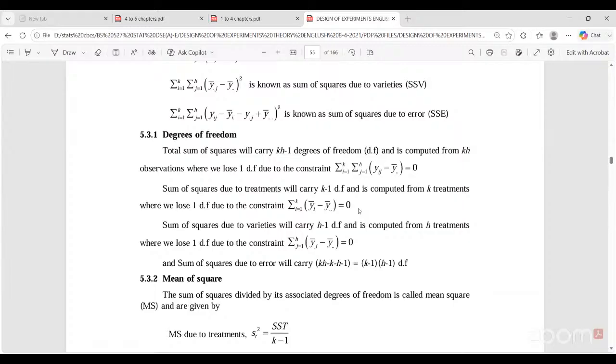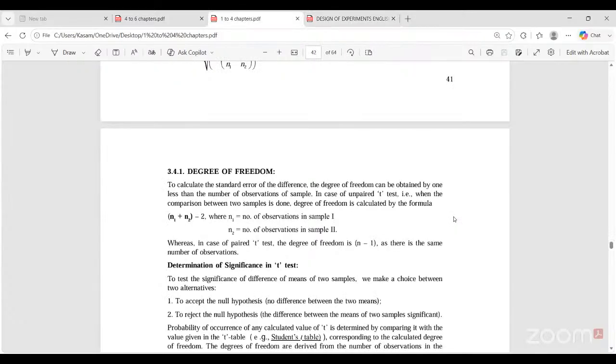We lose 1 because of the constant in the summation of i equals 1 to k, summation of j equals 1 to h, of y ij minus y bar, which is equal to 0. How do we calculate the degrees of freedom? I will tell you right now. In the calculation of standard error, the degrees of freedom can be taken as one less than the number of observations in a single sample. For an unpaired t-test, when comparing two samples, the degrees of freedom is n1 plus n2 minus 2, where n1 is the first sample and n2 is the second sample.